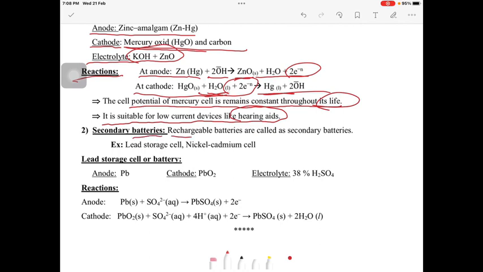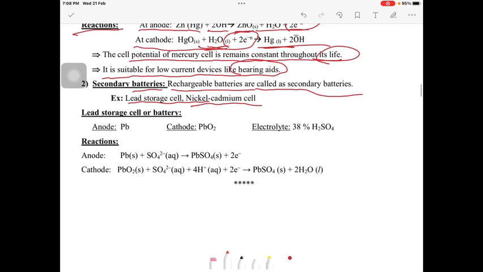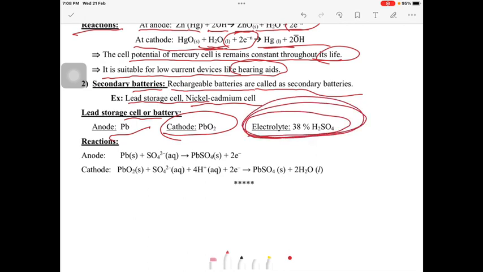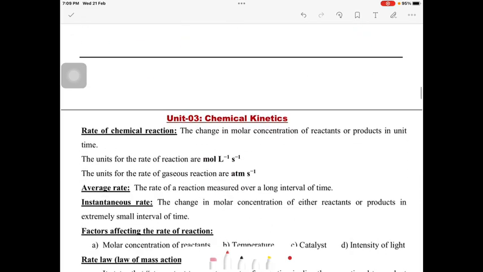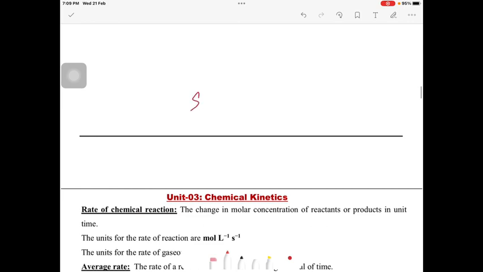Secondary batteries: rechargeable batteries are called secondary batteries. Lead storage cells, nickel cadmium cells. Lead storage battery: anode is lead. Cathode is lead dioxide. Electrolyte is 38% sulfuric acid. Important reactions: at anode, lead undergoes oxidation, forms lead sulfate. At cathode, lead dioxide undergoes reduction, forms lead sulfate. Electrochemistry over.